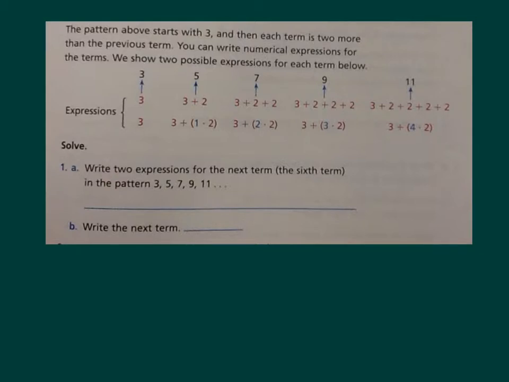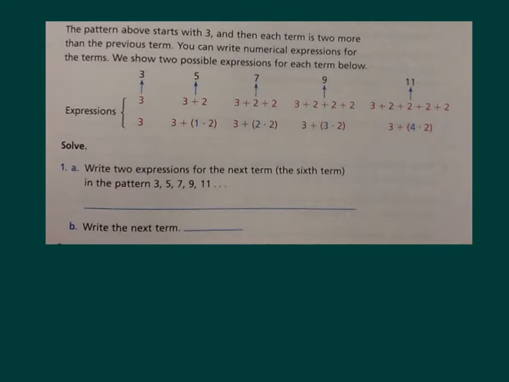So the expression is shown in the second row of this example. There are 2 different expressions being shown. So we have the term 3, and underneath it the expression to show 3 would just be 3. But then we see the next term, 5, can be shown by 3 plus 2, which underneath that we know is the same as saying 3 plus 1 times 2. And the reason it's 1 times 2 is because 2 has been added 1 time.